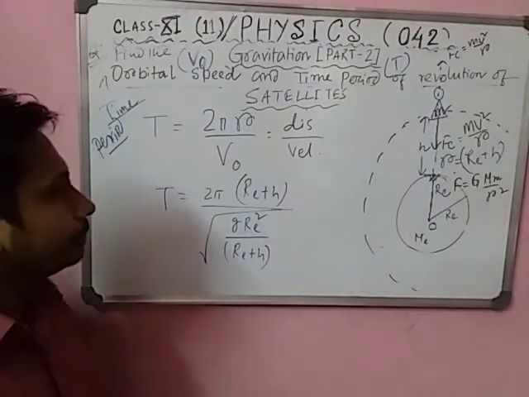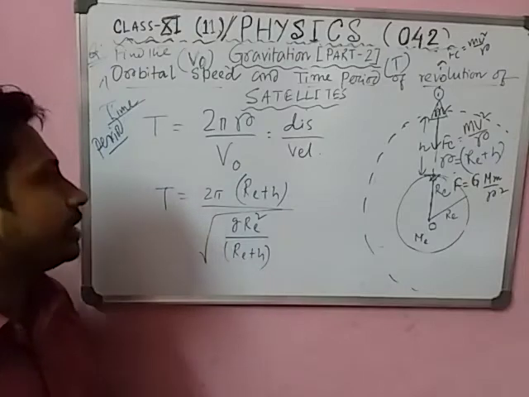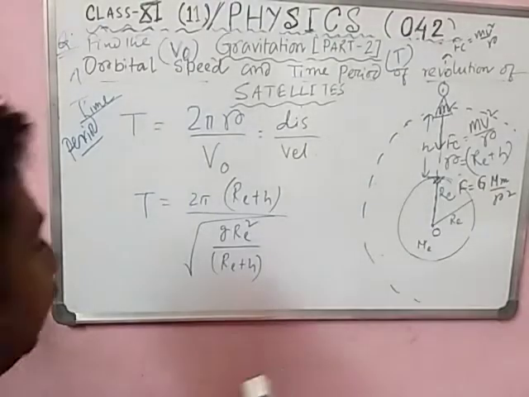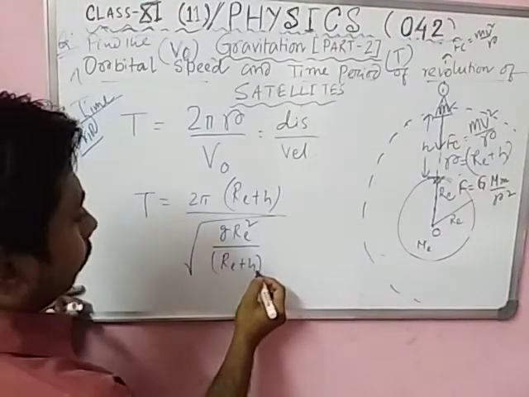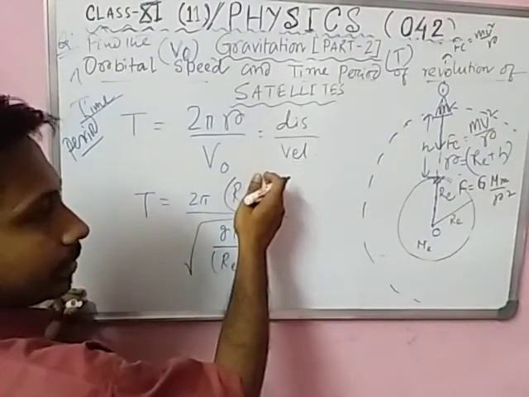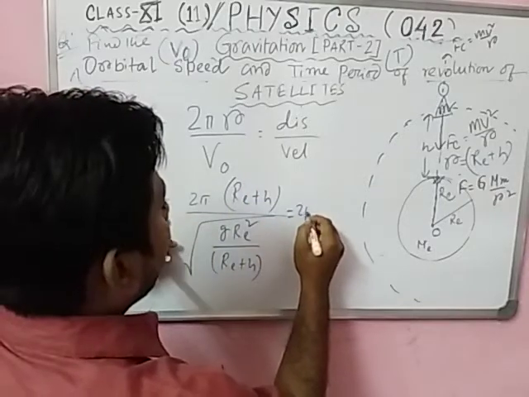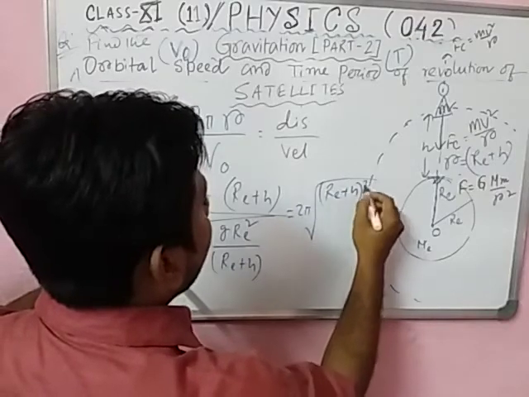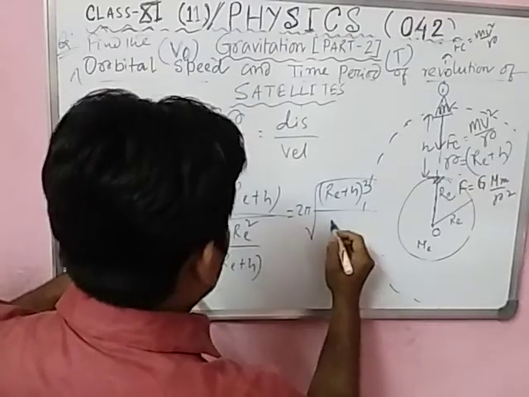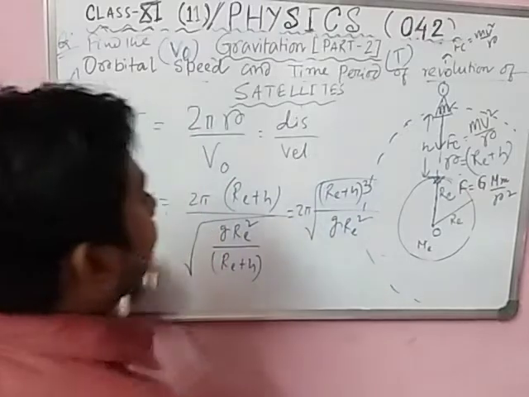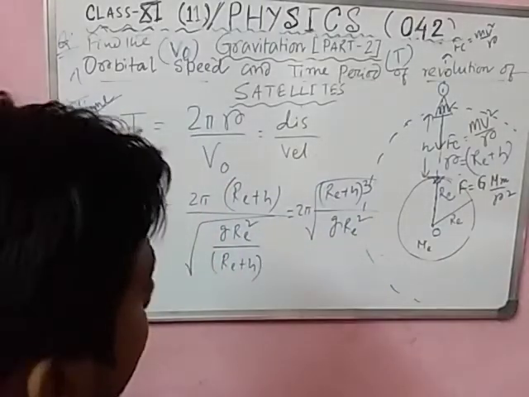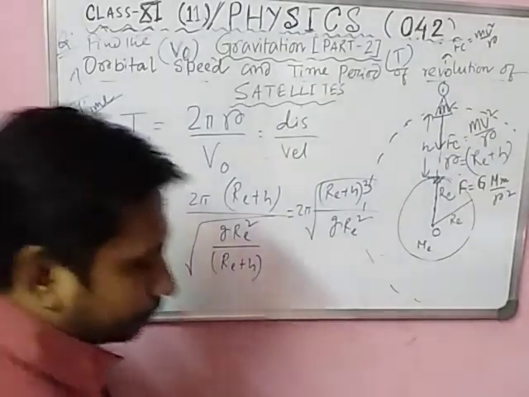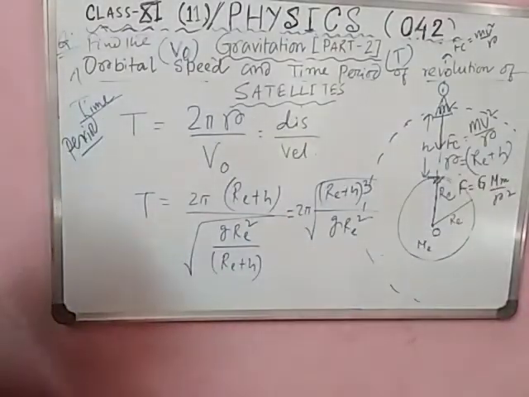So write it down. Just pause the video and write it down. Or students, you can write it in this way. Put RE plus H in the numerator, you will get 2 pi root over of RE plus H the whole cube by G RE square. Am I right? This is the time period formula. So you will get 3 marks for that. Next question, students, pause the video and write it down.